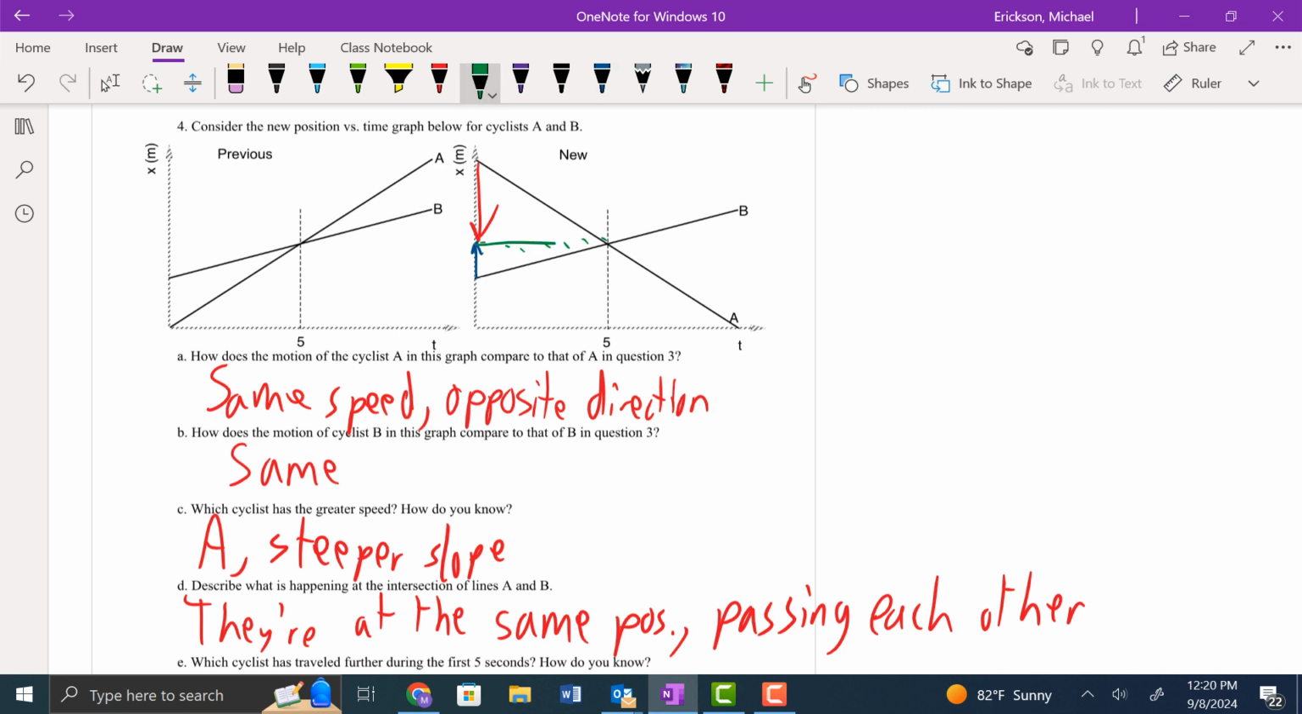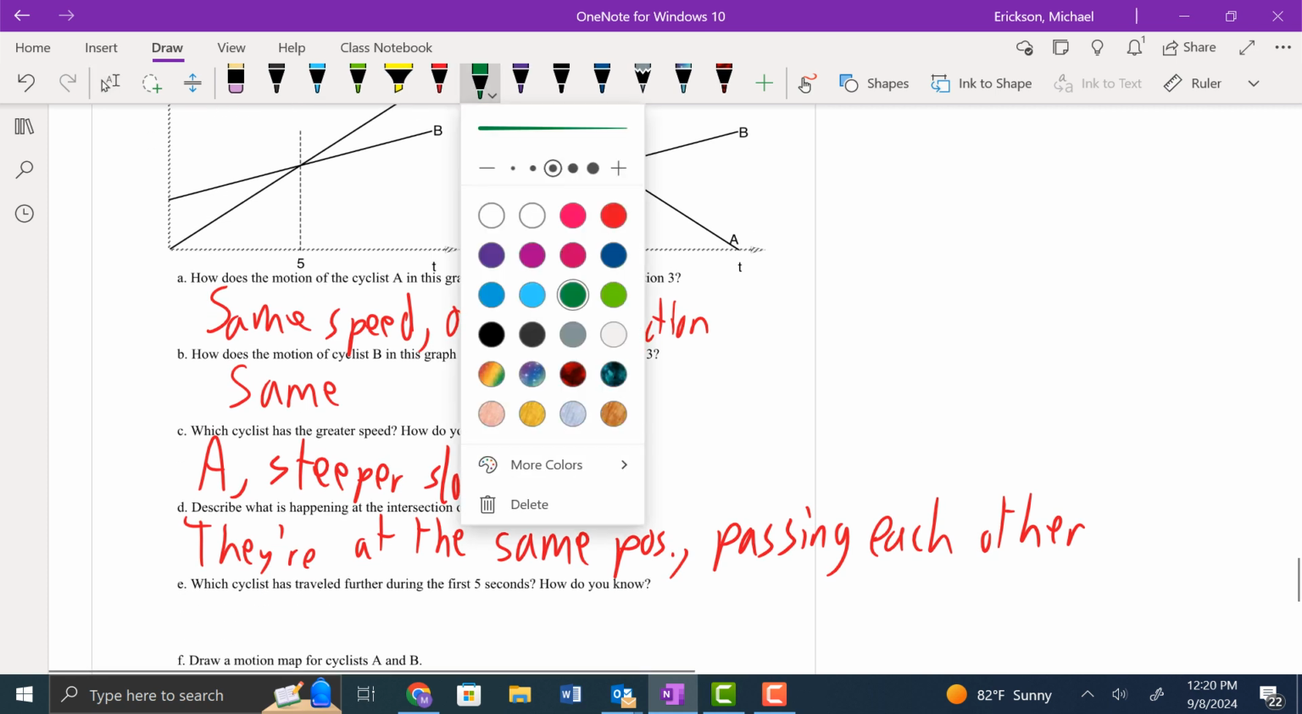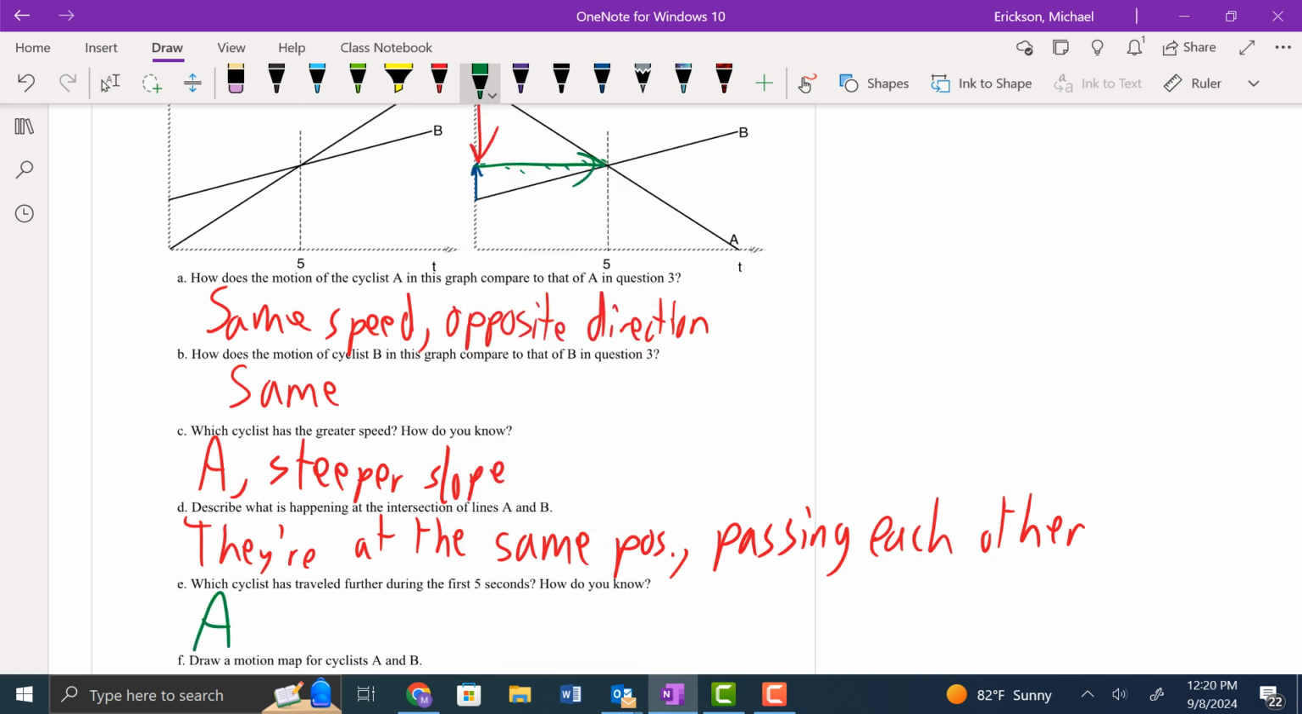in the same time span for both of these cyclists, right? Green is the time span, so they both share the same time span. A is going faster. If you just think of someone running really fast for 5 seconds and someone walking for 5 seconds, the one running fast will go further. So A has gone further. And I'll just say more vertical change in the graph.